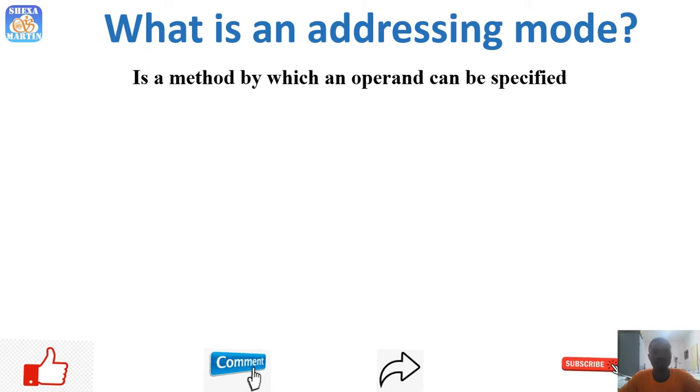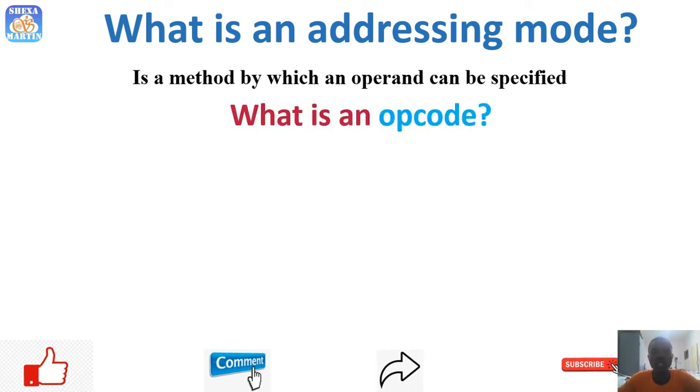Here is the formal definition of what an addressing mode is. It's just a method by which an operand can be specified. So an operand, that's the data that is to be acted upon. So the method by which you specify where to get the data from is what we are calling the addressing mode.